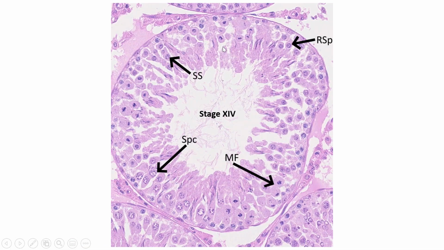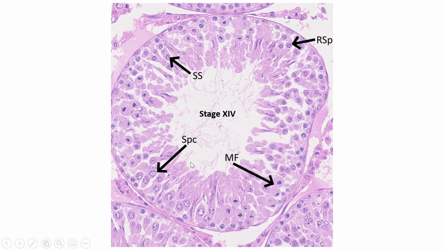And then stage 14 was just whether or not there was at least one meiotic figure in the tubule. This is right in the middle where we've got both meiotic divisions going on, the secondary spermatocytes, round spermatids, meiotic figures, as well as diakinetic spermatocytes. But as long as there was one meiotic figure, we could call it a stage 14.